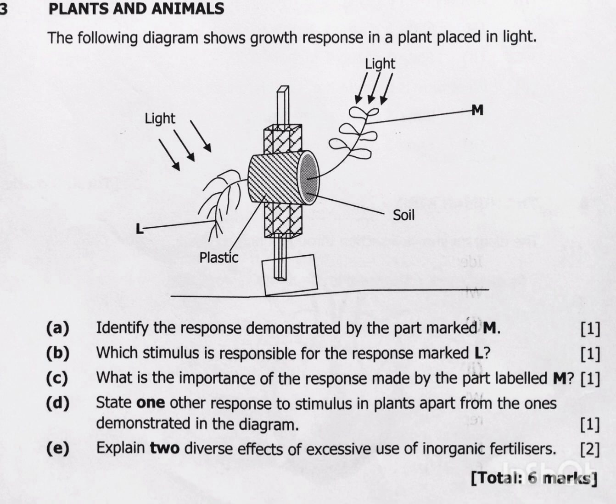Now the type of response which is demonstrated by the shoots labeled M is positive phototropism. Since these shoots are moving towards light, the response of some parts of a plant towards light is positive phototropism. So the answer is positive phototropism.